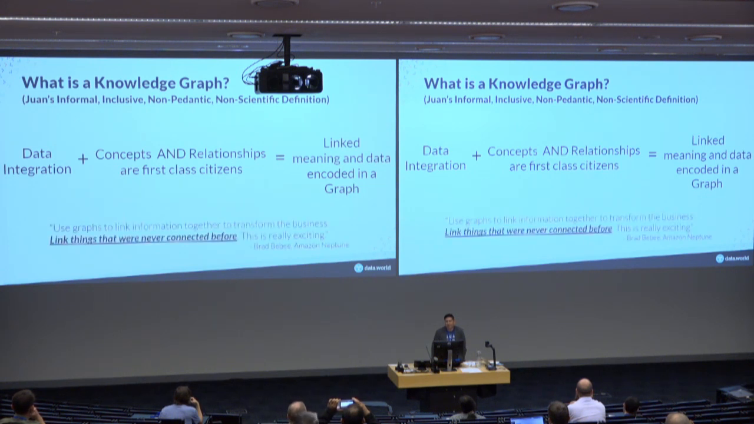Note that I'm not saying anything about RDF or ontologies or whatever. And I really like this quote from Brad Bebee, who is a program manager of Amazon Neptune. He says, imagine linking things that were never connected before within your organization. That's what you can do with the knowledge graph.